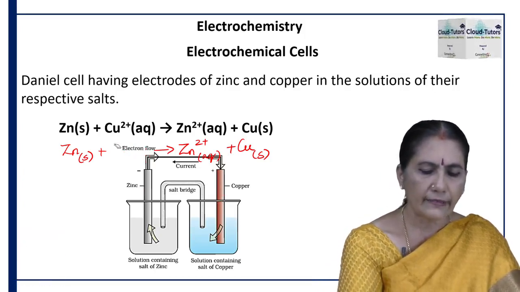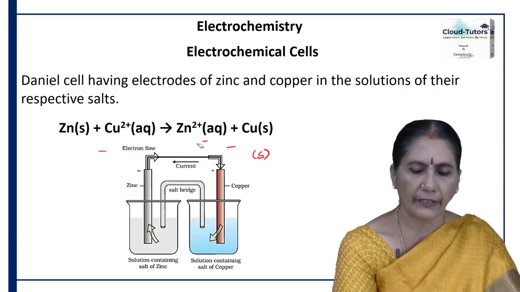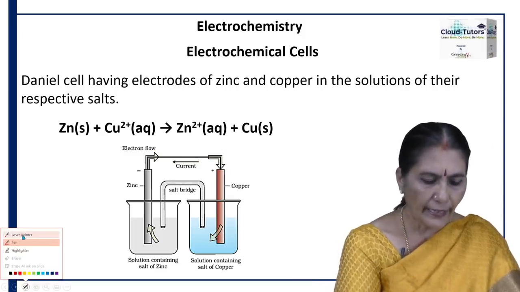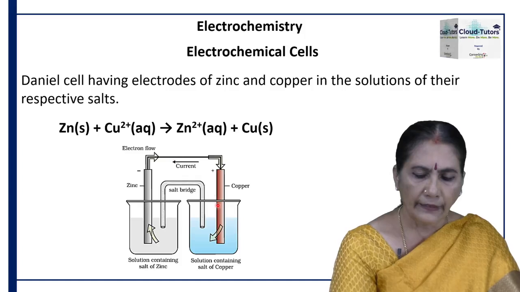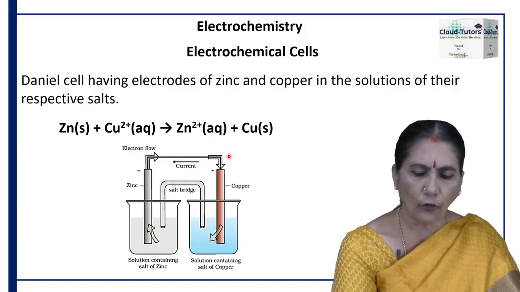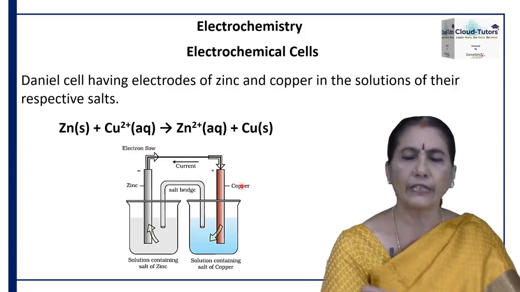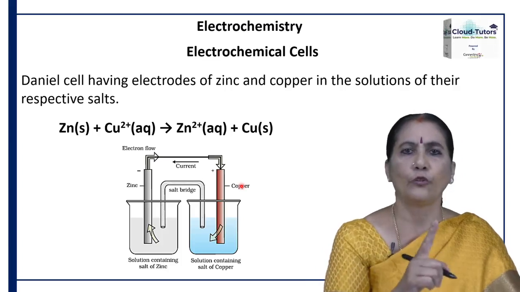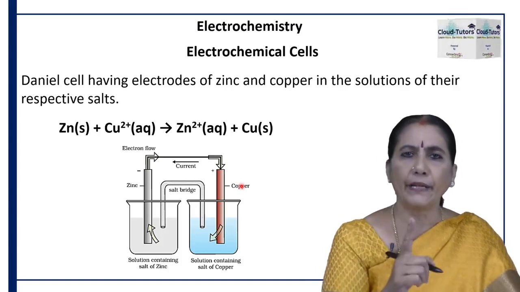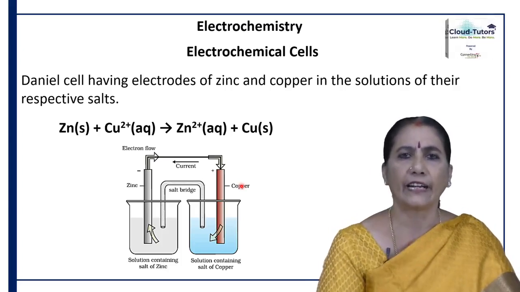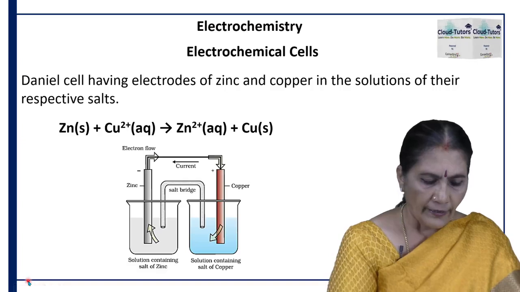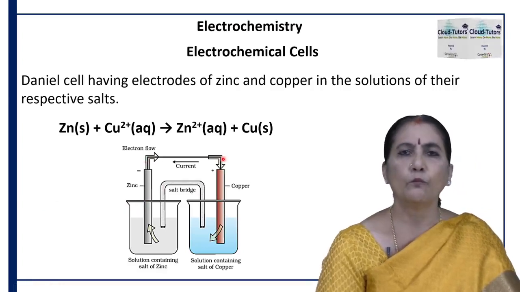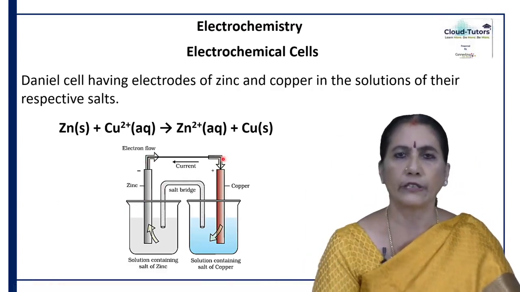Let me just erase this particular equation which I have written at the top so that you will be able to understand that the current flow is always happening in this direction, whereas the electron flow is happening from the anode to the cathode. That means the electron flow is always opposite to the conventional current flow. So from zinc to copper, the electrons are moving in the outer circuit.